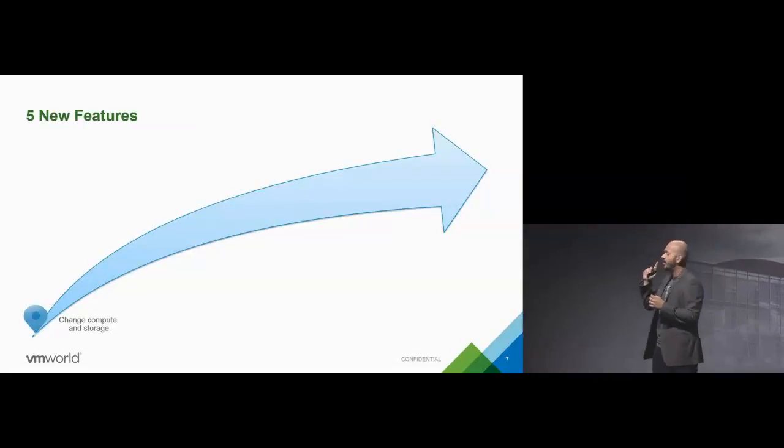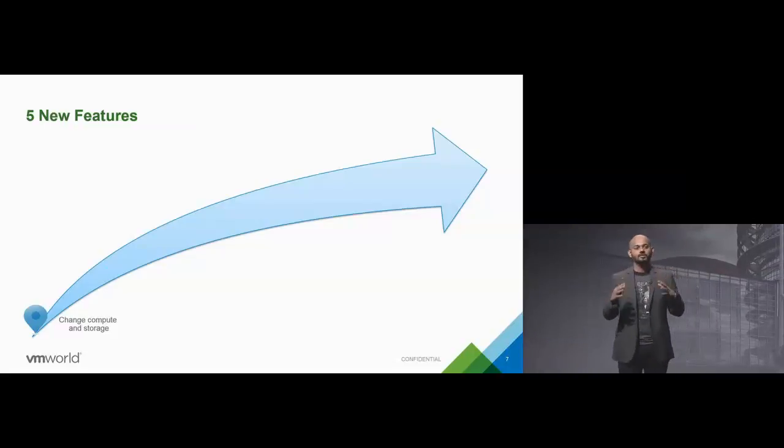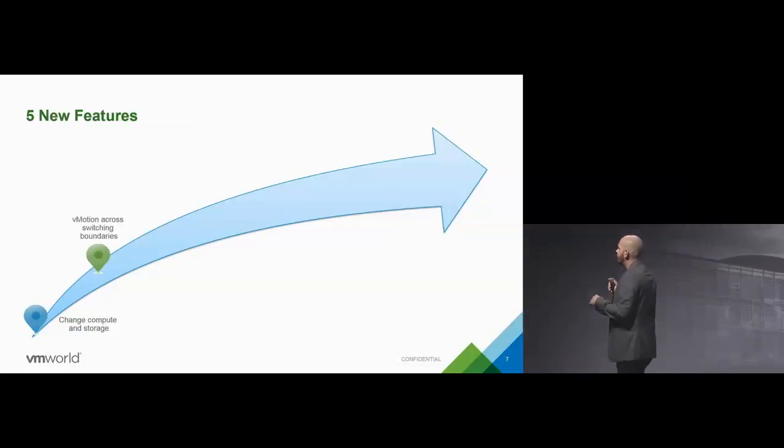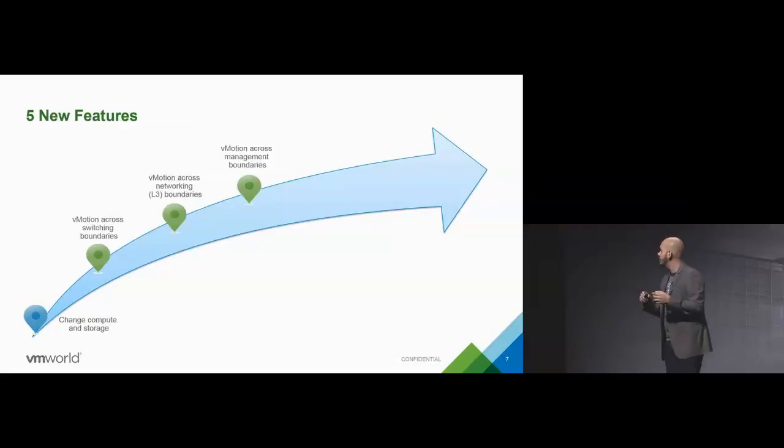All right, we're going to highlight the five new features in vSphere 6. We'll start at the point where we are able to change compute as well as storage simultaneously. So the first thing we decided to do was vMotion across switching boundaries. Now you can go from one distributed switch to another distributed switch, and that's pretty cool. But we didn't stop there. We went ahead and did two amazing things. The first one was vMotion across networking boundaries.